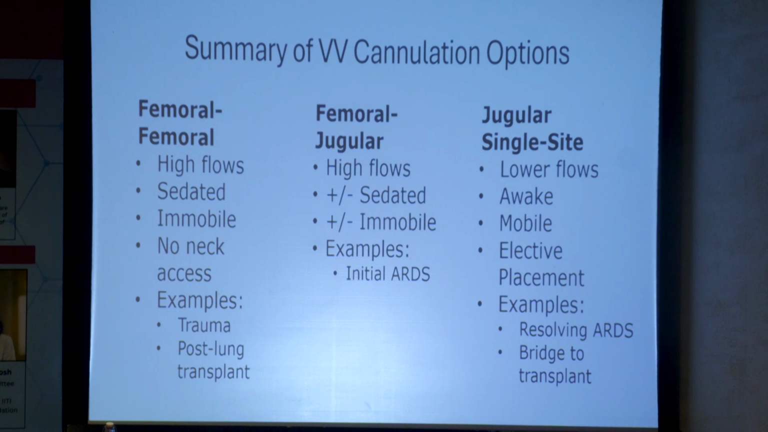So in summary, for these VV cannulation options, femoral-jugular, the most common, gives you high flows, is done at the bedside, allows some mobility. Femoral-femoral, really only when you don't have access to the neck or aren't able to cannulate the neck. And then single site for those longer-term patients who you're trying to get mobilized towards lung transplant, if it's more of a less emergent, more elective placement, if you want to favor mobility of the patient, if you want to have an awake patient, the flows may be somewhat lower than you would get through 2-cannula cannulation.